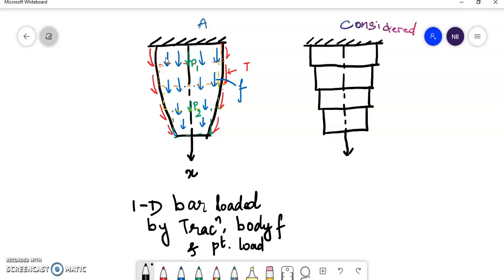Now if I have to start numbering, let me label this as 1, 2, 3, 4 and 5. These are my node numbers. This is numbering of nodes. Now I have to number the elements. So this is 1, 2, 3 and 4. I am circling the element numbers so that I can differentiate between the node numbers and the element numbers. So that's why they are circled.